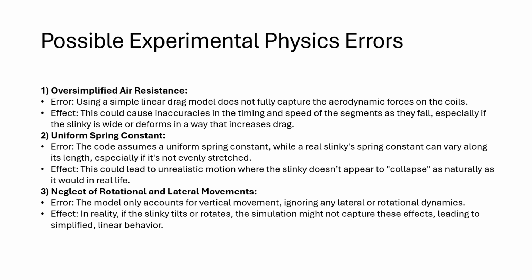Possible errors include oversimplifying air resistance. And this could cause inaccuracies in timing and speed of the segments as they fall. And this is shown in the code and also the real life example, because in the real life example, if we were tracking all these things, it would have been much more complicated.